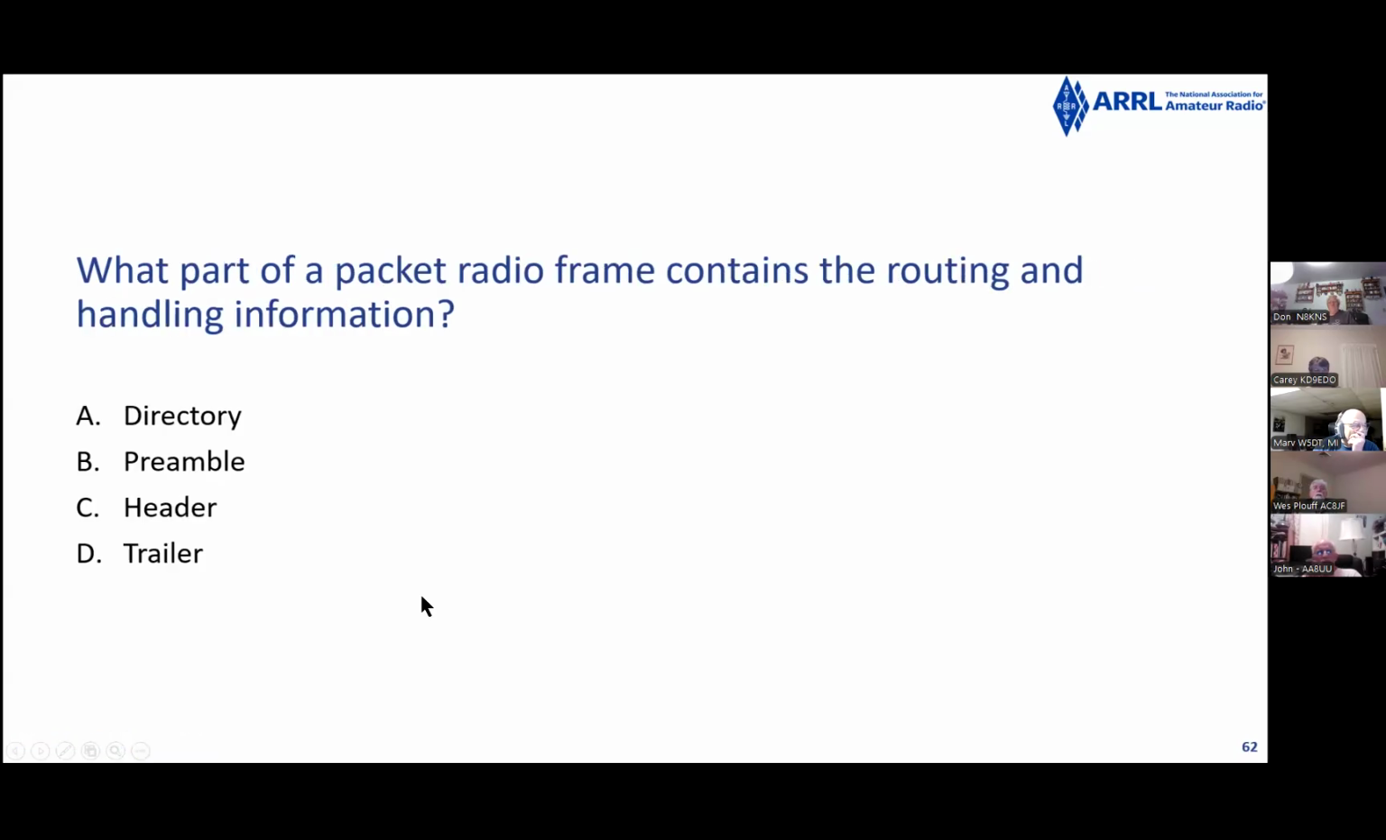What part of a packet radio frame contains the routing and handling information? A, the directory. B, the preamble. C, the header. D, the trailer. Header. Yeah, C, the header. Now, just to confuse things, sometimes you hear the word preamble used to describe the synchronization part at the very beginning of a packet. And so the preamble is part of the header, but it's used for synchronizing the receiver to the transmitter.